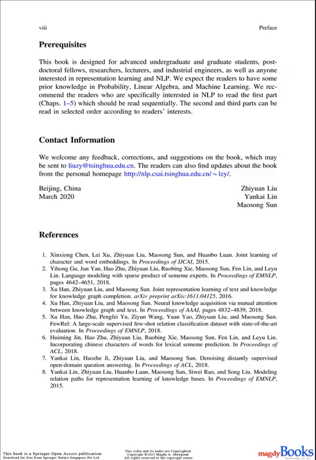Prerequisites. This book is designed for advanced undergraduate and graduate students, postdoctoral fellows, researchers, lecturers, and industrial engineers, as well as anyone interested in representation learning and NLP. We expect the readers to have some prior knowledge in probability, linear algebra, and machine learning. We recommend the readers who are specifically interested in NLP to read the first part, Chapters 1 to 5, which should be read sequentially. The second and third parts can be read in selected order according to readers' interests.